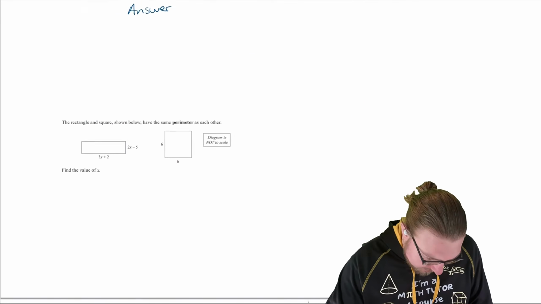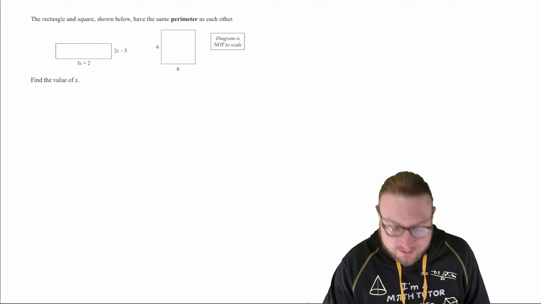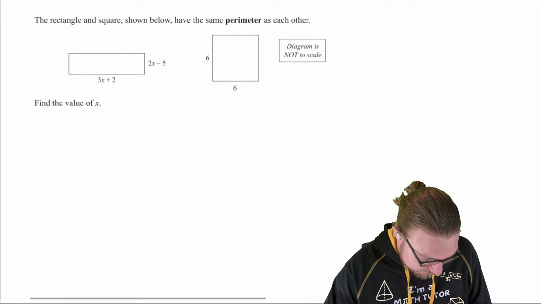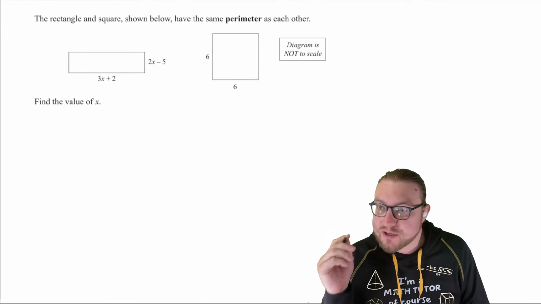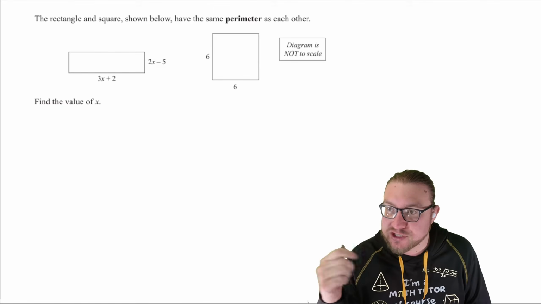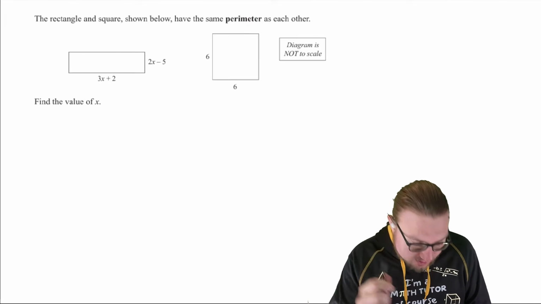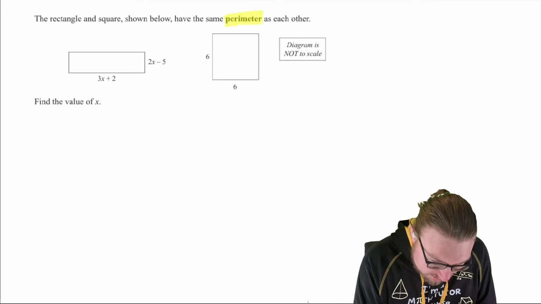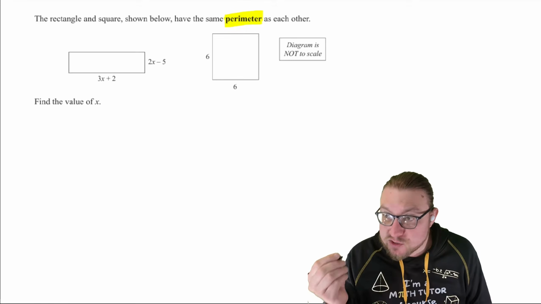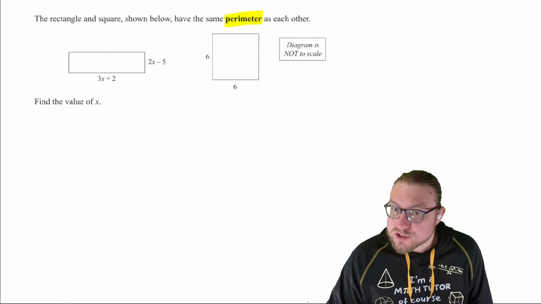Okay, let's have a look at the next question. Make it a little bit bigger. There we go. We have the rectangle and the square shown below have the same perimeter as each other. Find the value of x. So again, that question is telling us we need to work with perimeter. This is also a past exam style question, by the way. So let's have a look.